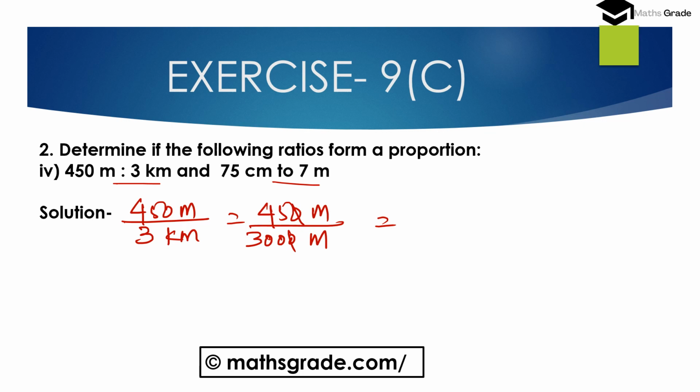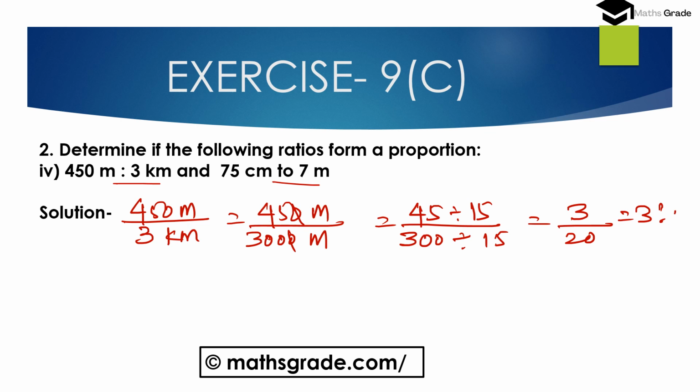15 is the common ratio, so divide the antecedent 45 by 15 and the consequent 300 by 15. Now 45 divided by 15 is 3 and 300 divided by 15 is 20, since 15 multiplied by 20 is 300. Now 3 is to 20.